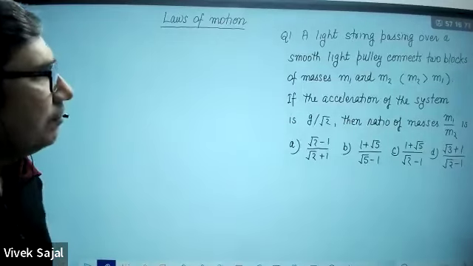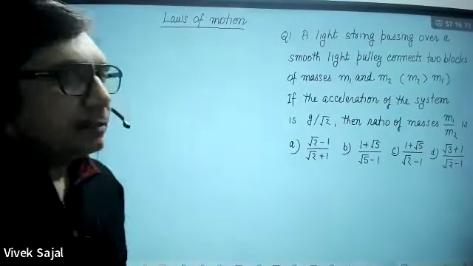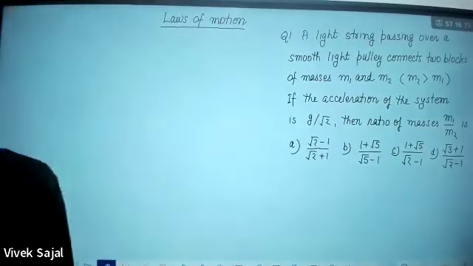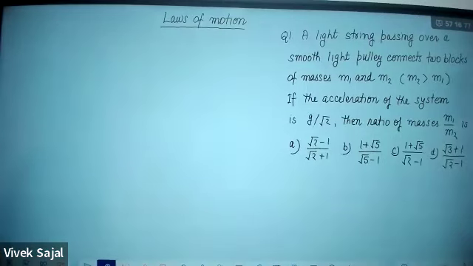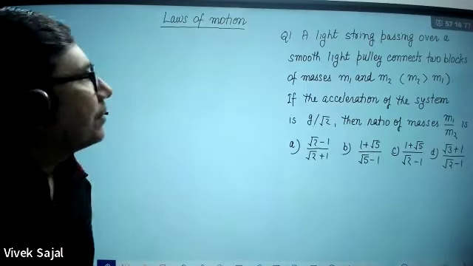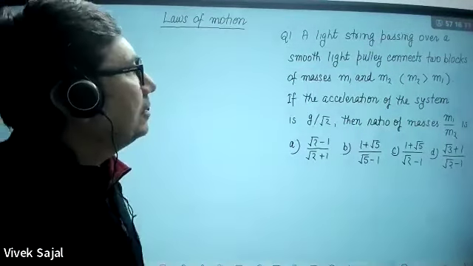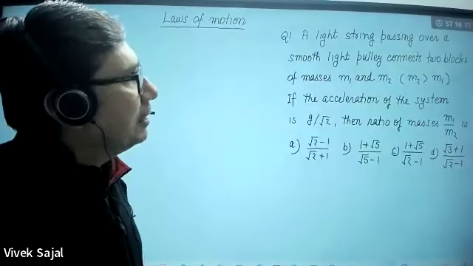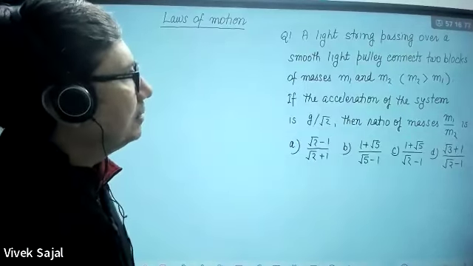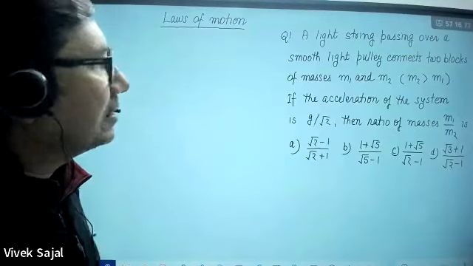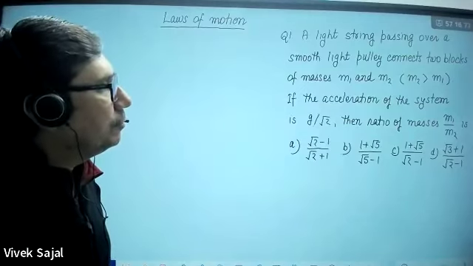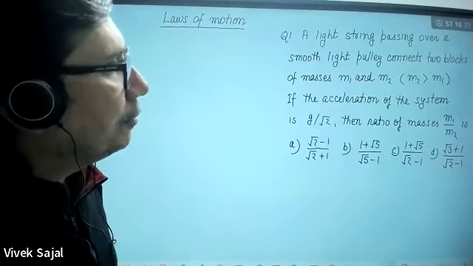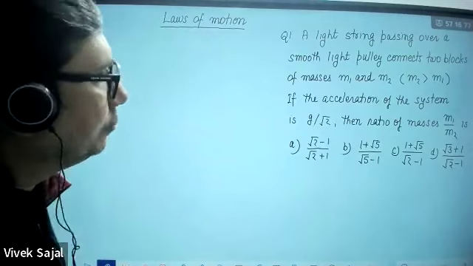So today we are going to discuss some questions related to laws of motion, whatever we have discussed up to this point. So a light string passing over a smooth light pulley connects two blocks of masses m1 and m2. If acceleration of the system is g upon root 2, then ratio of masses m1 and m2 is.